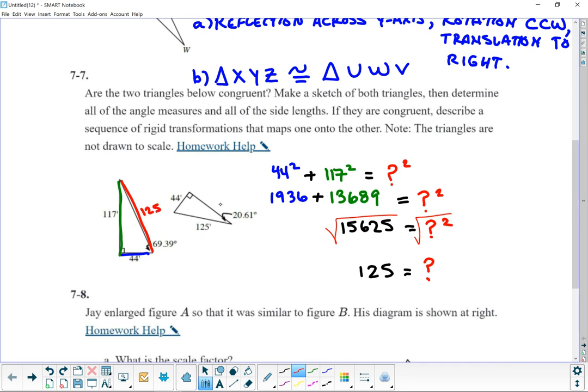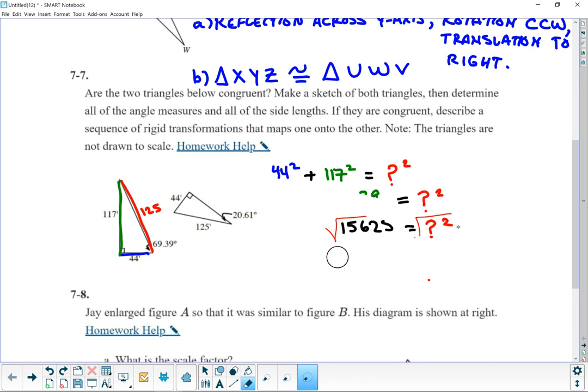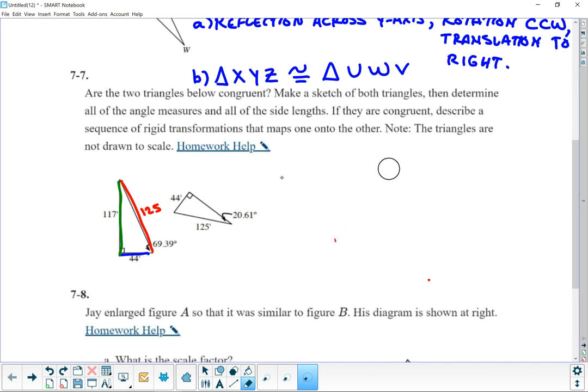Okay, now this other one, I need to see if it matches up. Right, so I need to find out if it's actually equal to 117. So I'm going to use the same thing again. Use Pythagorean theorem again. So 44 is the blue. The green, I don't know. That's the B. And then the 125 is the red. Right, so that's what it looks like.